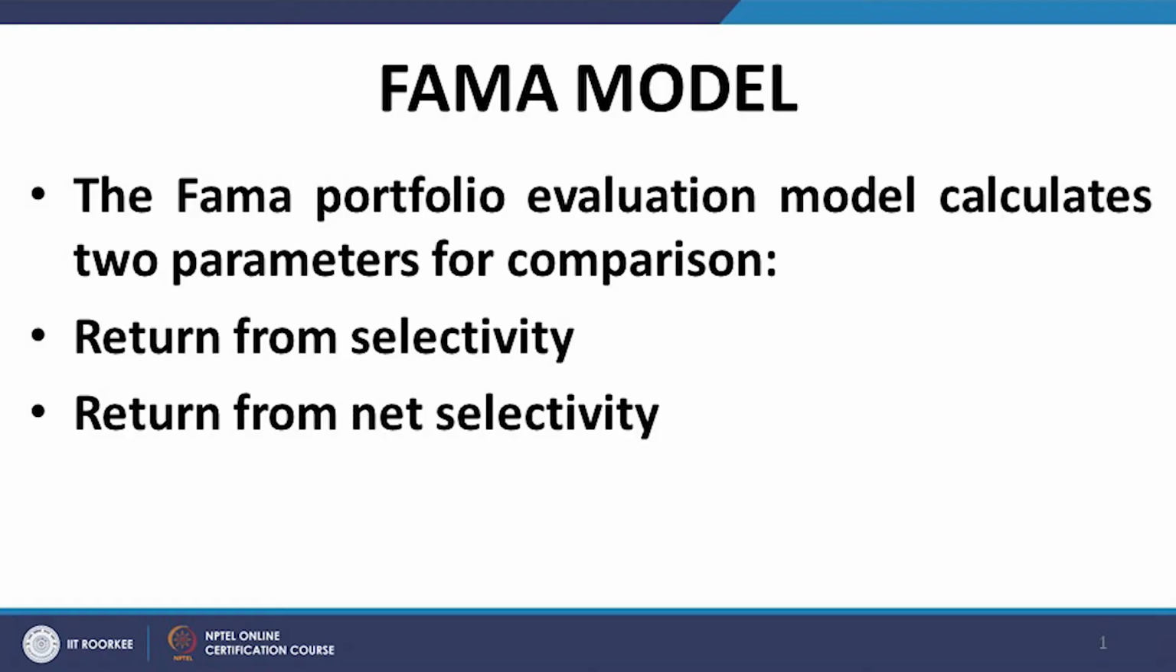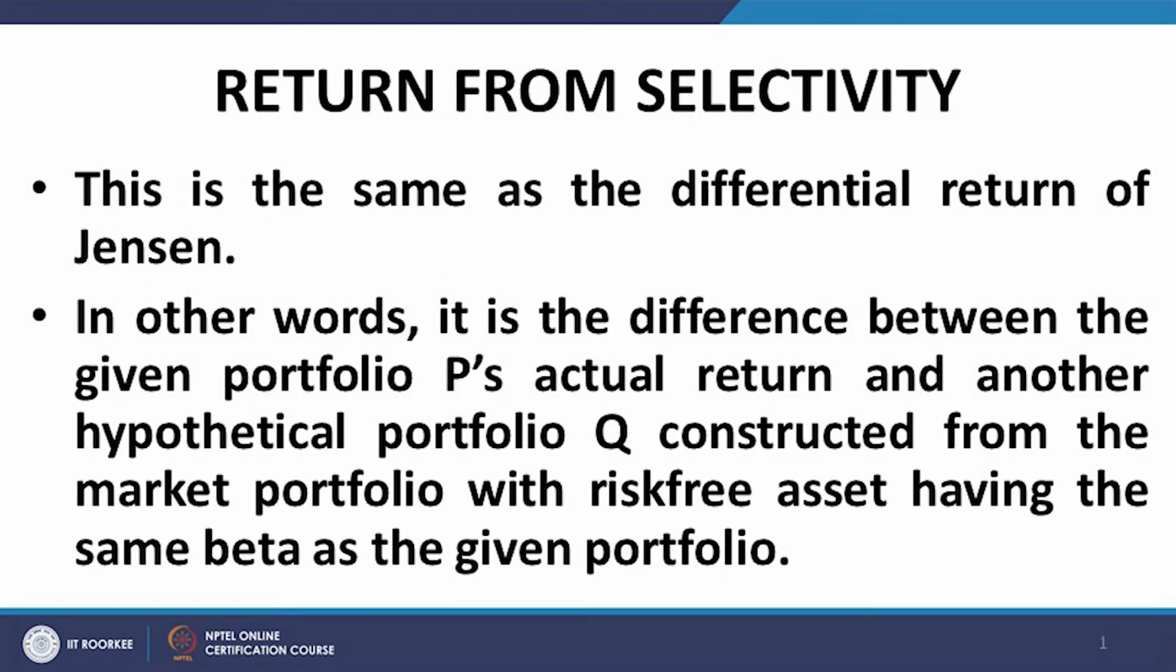The differential return is the difference between the return on the portfolio, that is 12%, and the 9% that we have just calculated. Now, we talk about the Fama model. The Fama model is a 2-parameter model. So far, whatever we have discussed is either the direct approach or 1-parameter model. The Fama approach uses 2 parameters, and the 2 parameters are termed as the return from selectivity and the return from net selectivity. As far as the return from selectivity goes, it is identical to Jensen's differential return that I have just discussed quite elaborately.